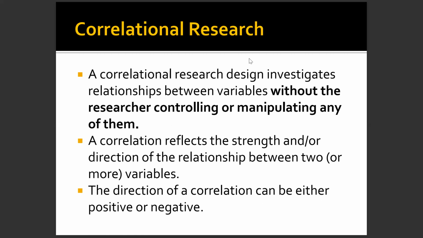But to talk about correlational research, we do not manipulate variables here, and we just see the relationship between the two naturally. So if there is a relationship, there will really be a relationship or an effect between one variable and another even without manipulation. The correlation reflects the strength and or direction of the relationship between two or more variables.